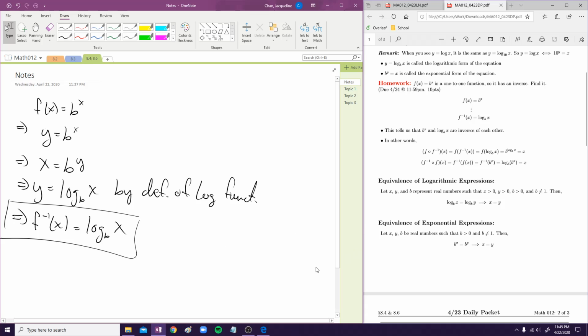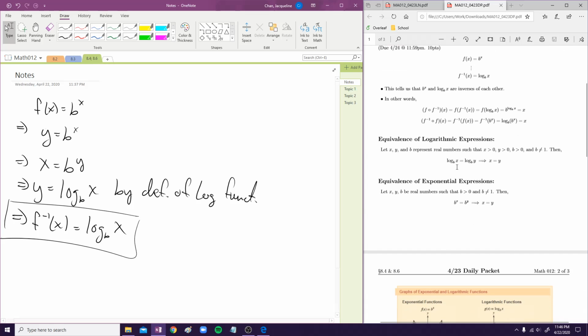A couple more things I want to talk about before we get into examples. We have an equivalence of logarithmic expressions. Let x, y, and b represent real numbers such that x is greater than 0, y is greater than 0, and b is greater than 0, but b cannot equal 1. Then if log base b of x equals log base b of y, this implies that x is equal to y. Keep in mind they both have to be logarithms, and they both have to have the same base in order for x and y to be equal.